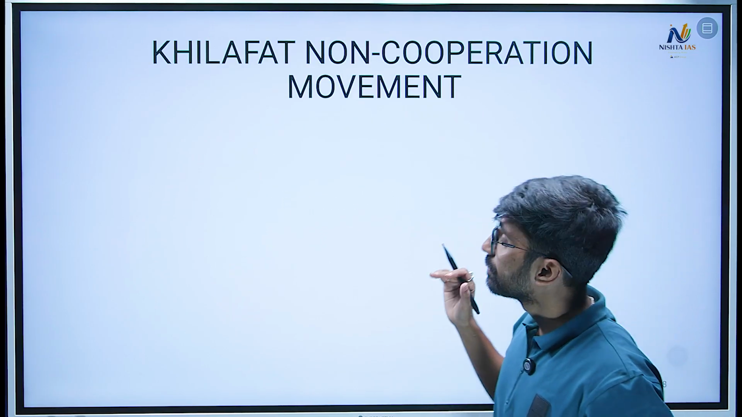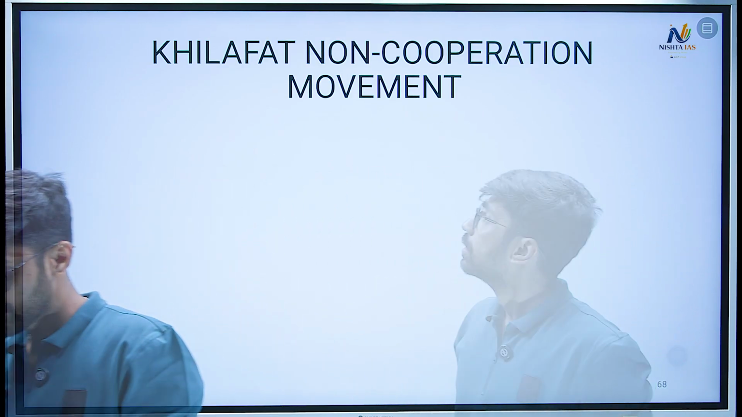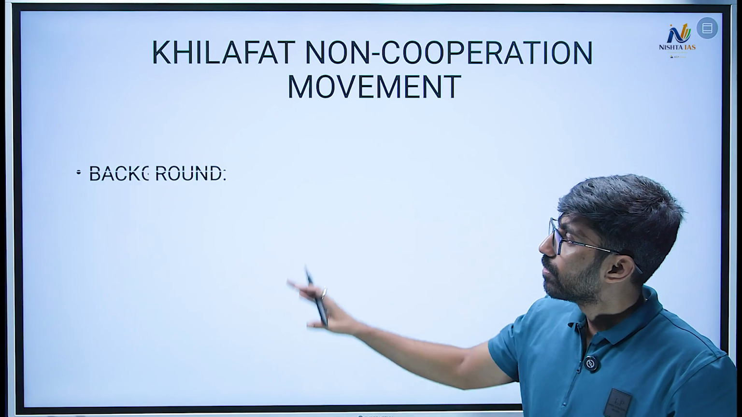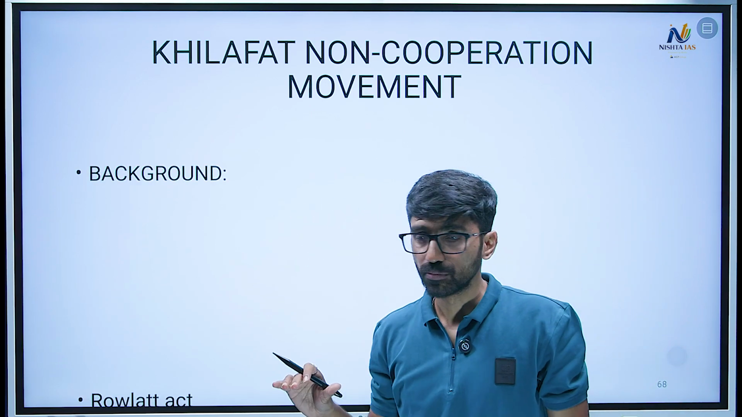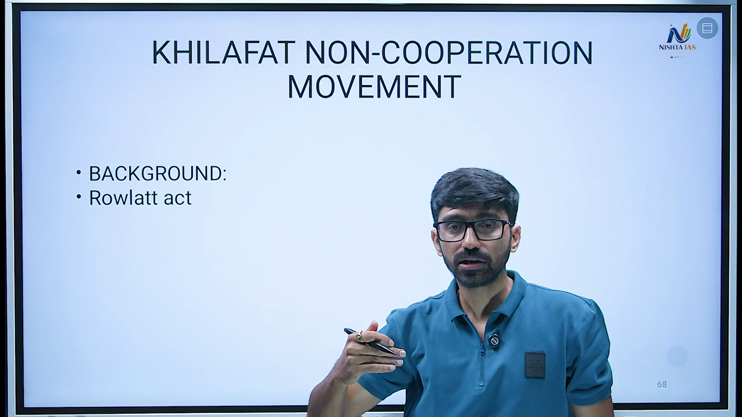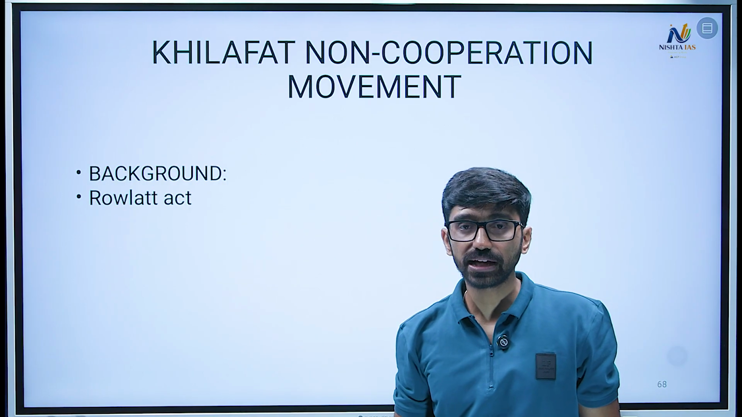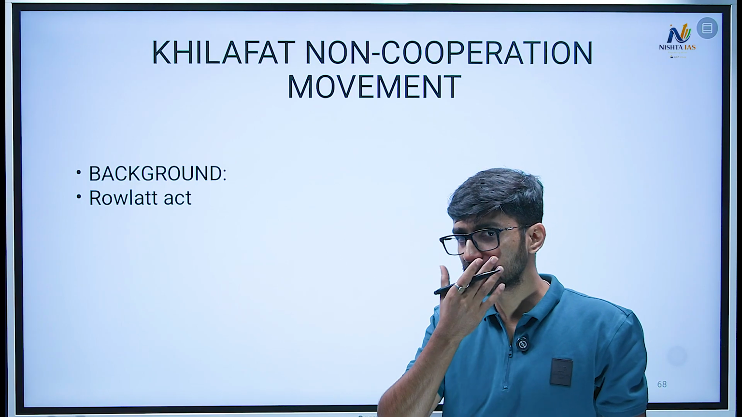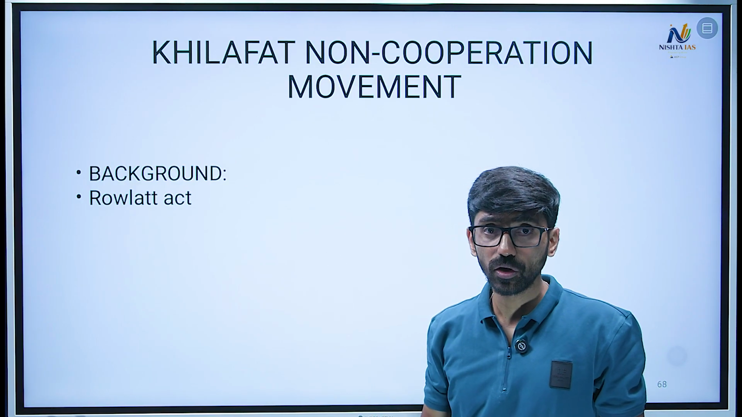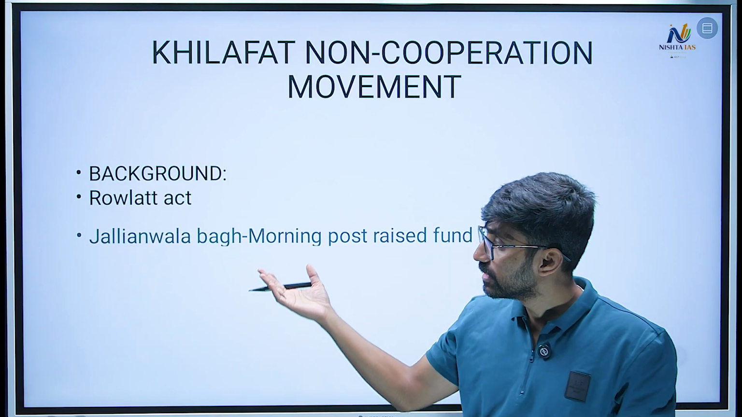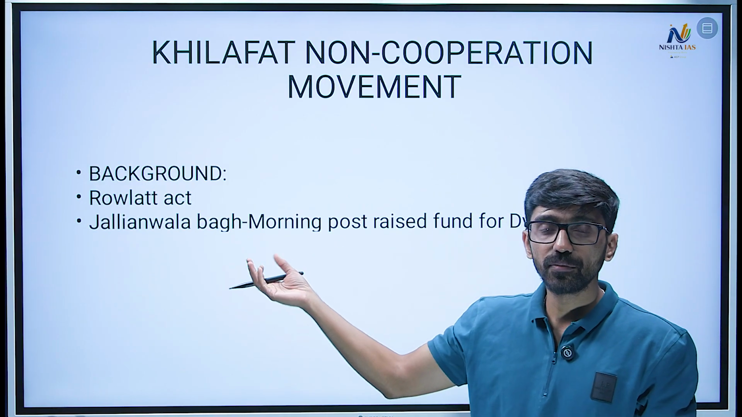And now come to the Khilafat non-cooperation movement. Now, what is the background for this particular movement? One is the Rowlatt Act of 1919, which was brought to control the revolutionary activities, which took away the fundamental rights as well as the basic human rights, and a protest against the Rowlatt Act happened, and that is when Jallianwala Bagh happened. In Jallianwala Bagh, many people died.